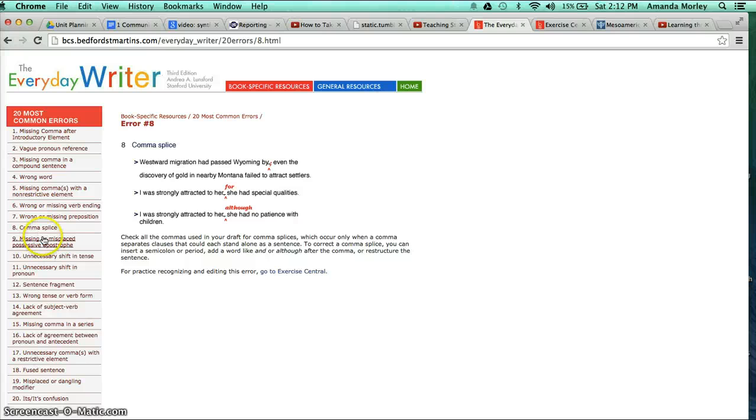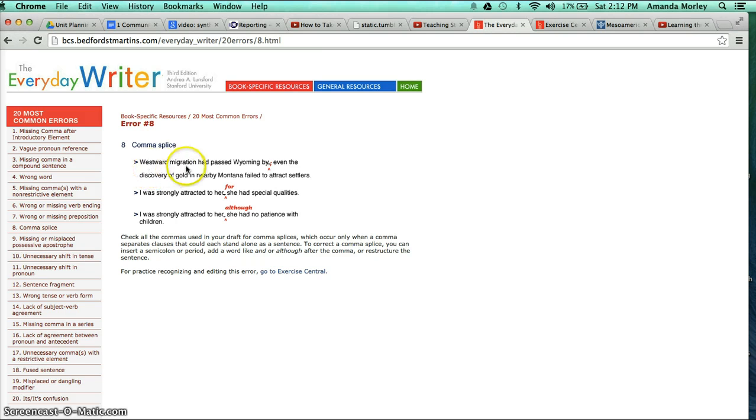People think that they have one sentence, or they just stick one sentence on top of another sentence on top of another sentence using commas. That is not correct, okay? Check all commas used in your draft for comma splices, which occur only when a comma separates clauses that could each stand alone as a sentence. You either need to include a semicolon or period, or add a conjunction like and or although.